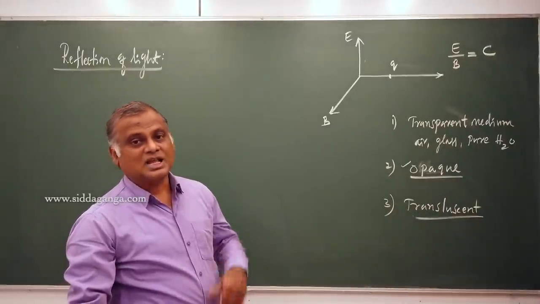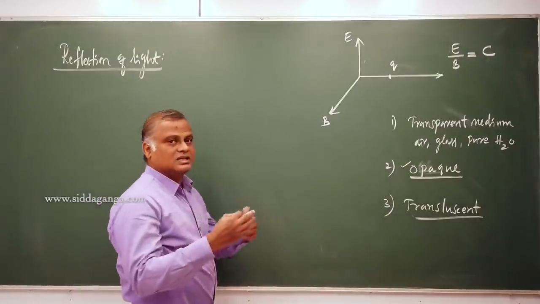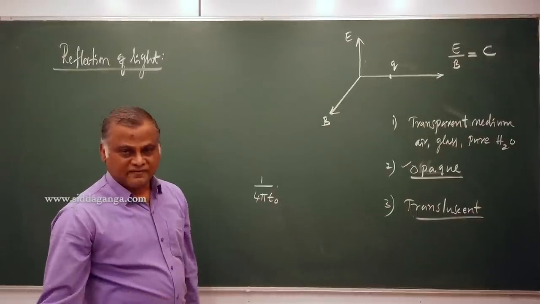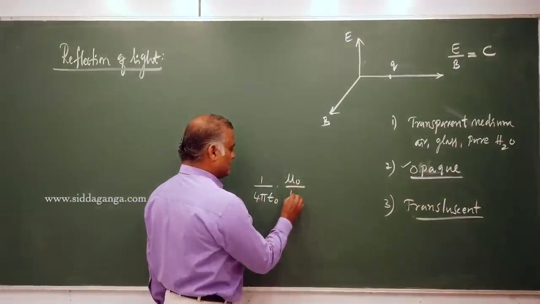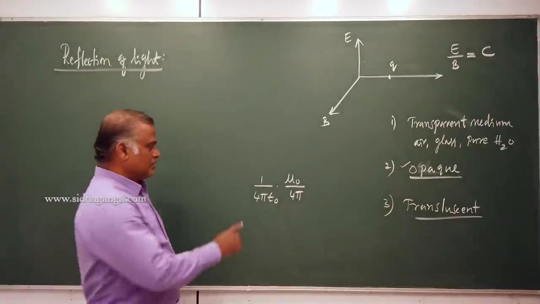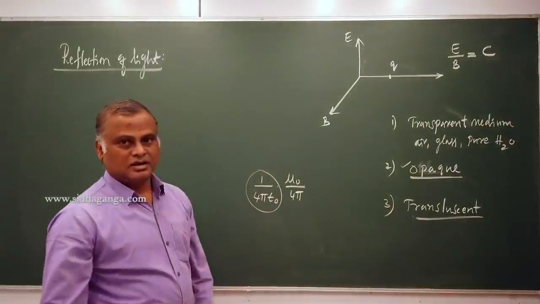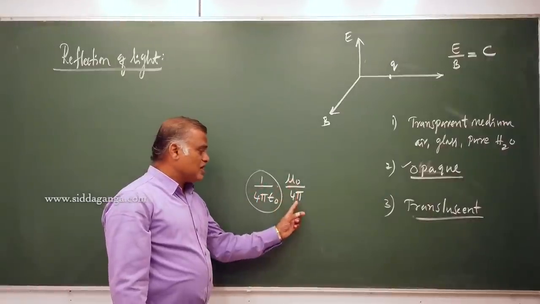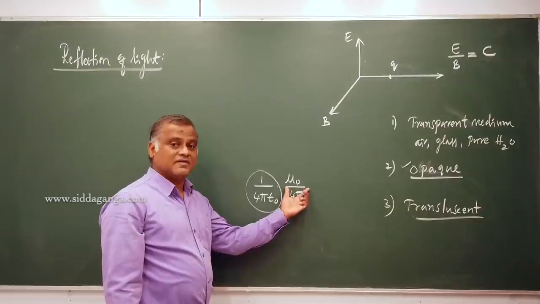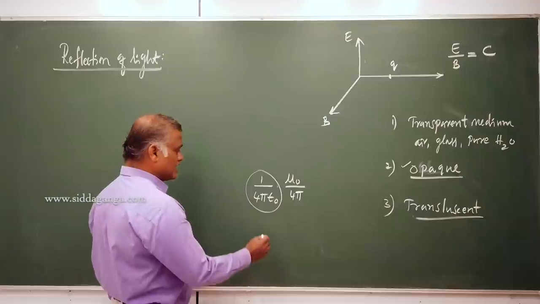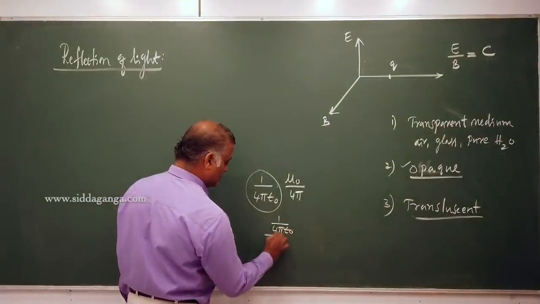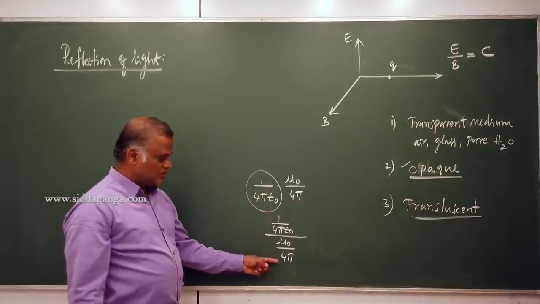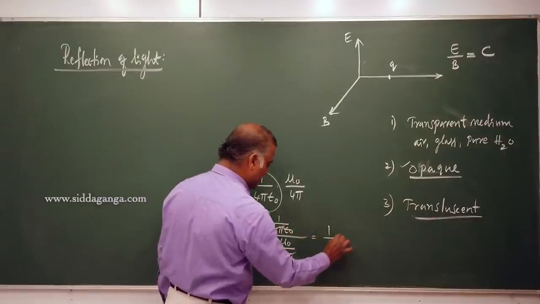And as you know from your electrostatics, wherever there is some electric field, you will have one constant, 1 upon 4 pi epsilon naught. And wherever we have some magnetic field, there is some constant, mu naught divided by 4 pi. 1 divided by 4 pi epsilon naught is the constant you will come across for the electric field. Mu naught by 4 pi, you will study whenever there is a magnetic field. When I take this ratio, 1 by 4 pi epsilon naught divided by mu naught by 4 pi, the 4 pi cancels. What is it now? 1 by epsilon naught.